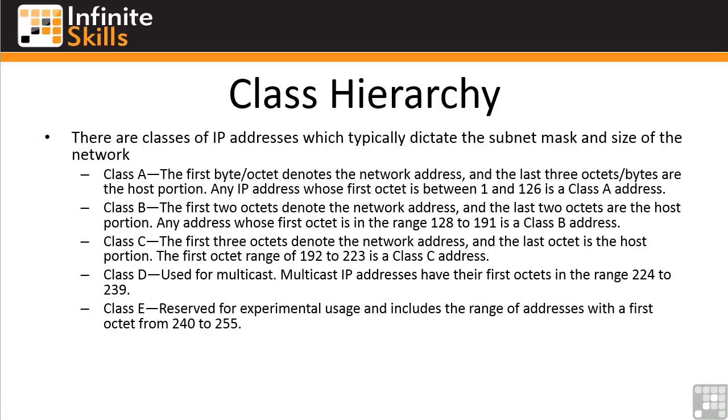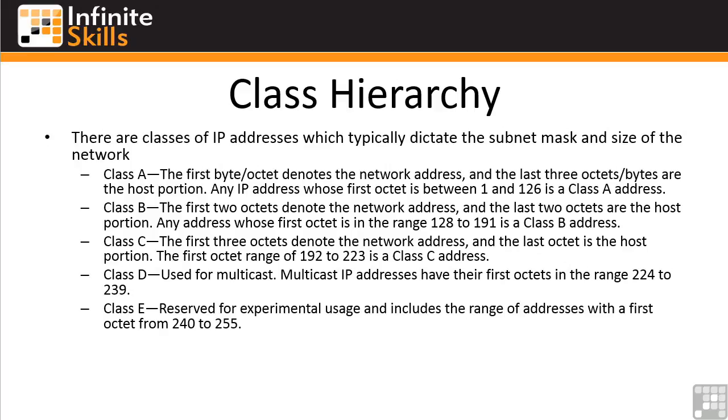I wanted to quickly cover the class hierarchy. You'll notice in that tool it showed us class A, B, and C networks. These are just standard definitions for how many bits are defined for the network address. A class A network is where only the first 8 bits, or the first byte, represents the network address. A class B is where the first 2 bytes are donated for the network address. A class C is where the first 3 are. So they're standards. They typically have set IP addresses reserved for them.